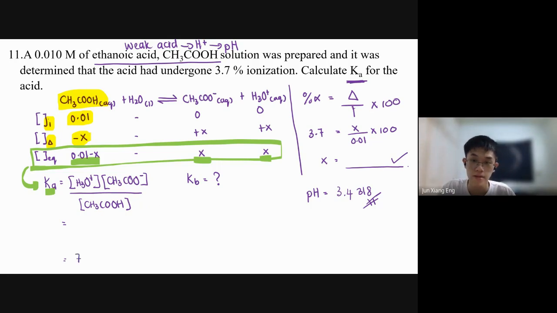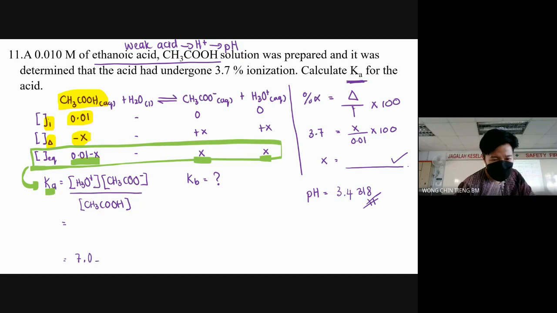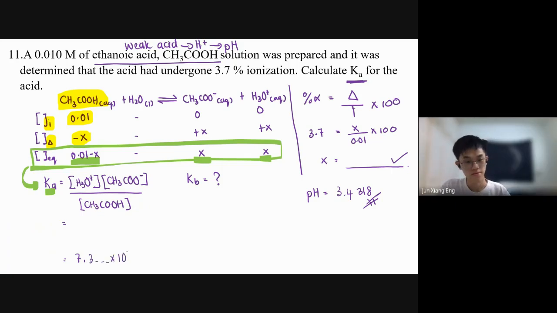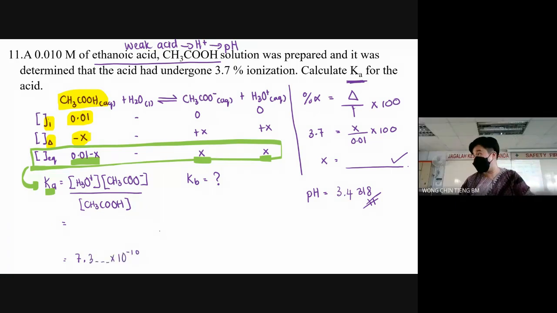-10^-10. 7.3, you said? Yes. 7.3 something times 10 to the power of? -10. -10 for Ka value. I don't think so. Impossible. Saya tak kira, but it's impossible. I don't think so.